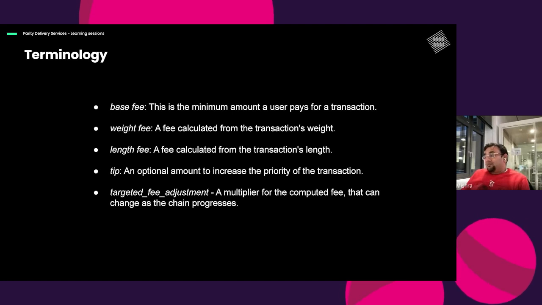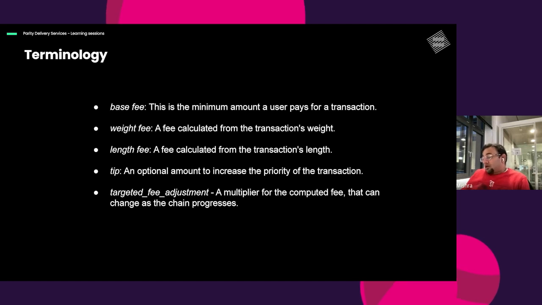A tip is an optional amount to increase the priority of the transaction, giving it a higher chance to be included by the transaction queue. The targeted fee adjustment is a kind of multiplier that can tune the final calculated transaction fee based on the network condition. So, on to the next slide.